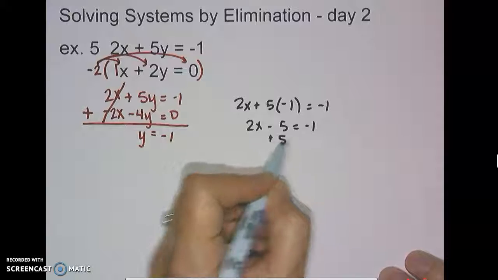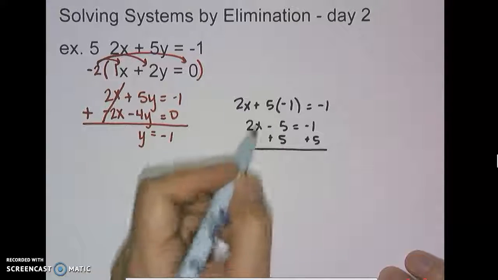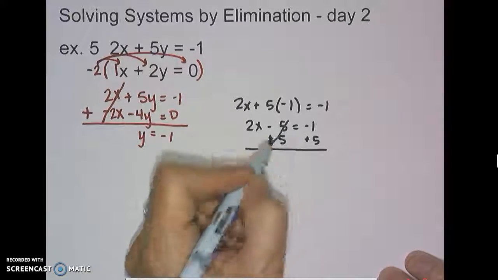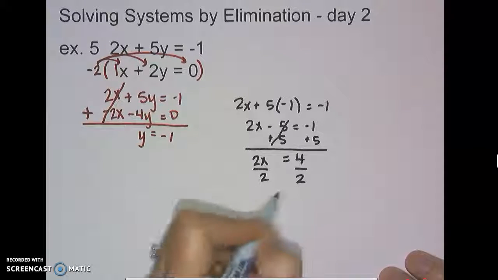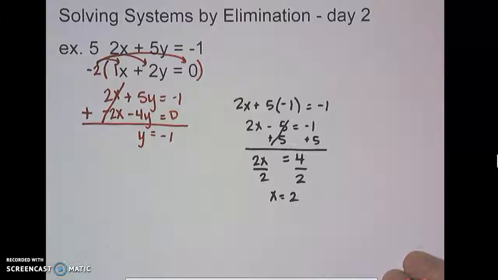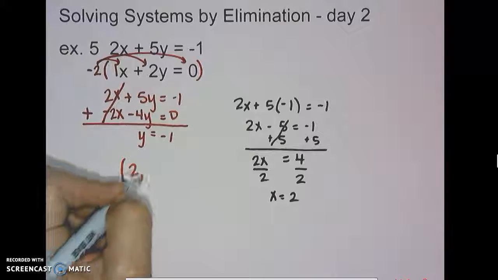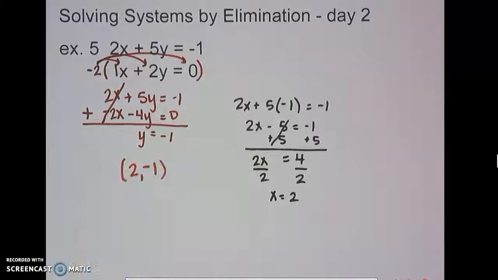So we will add 5 to both sides. And 2x will equal 4. Dividing by 2, we get x equals +2. And the last step to take is just to write our answer as x comma y. So we got x to be 2 and y to be -1. So (2, -1) is our solution.